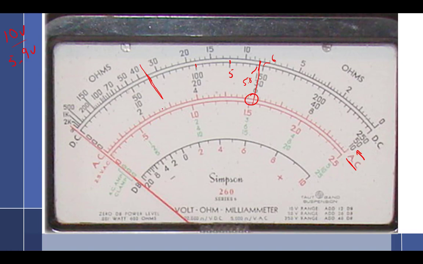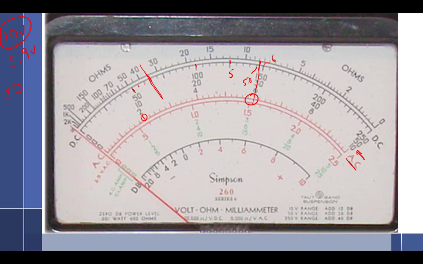2.6. We are on the 10. I haven't changed it. Still on 10. You're right, though. So 2.6. This isn't 2 here. This is 2 here. 2, 2.2, 2.4, 2.6. This is not hard. This is easy.